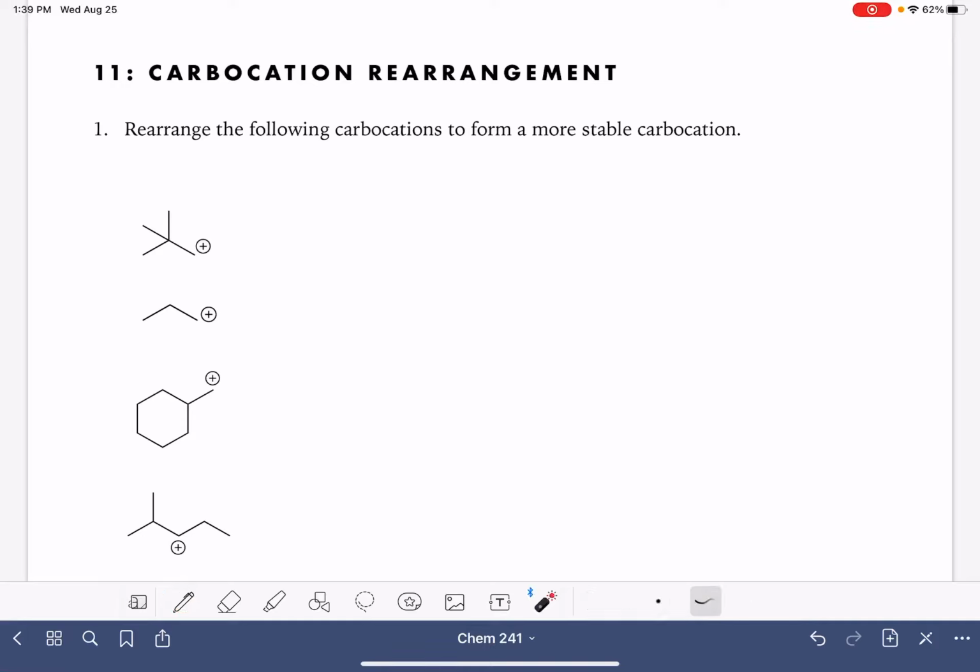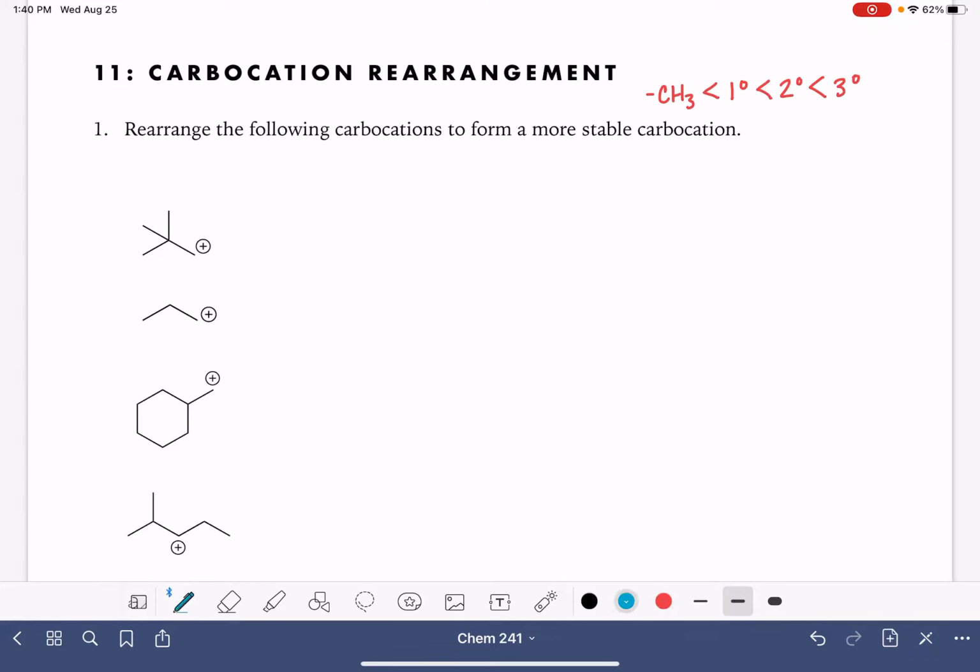On this worksheet, we're going to practice rearranging carbocations to form something that is more stable. The stability of the carbocations follows this trend. The methyl carbocations are the least stable. Primary is next, then secondary, and then tertiary. That's the most stable carbocation.